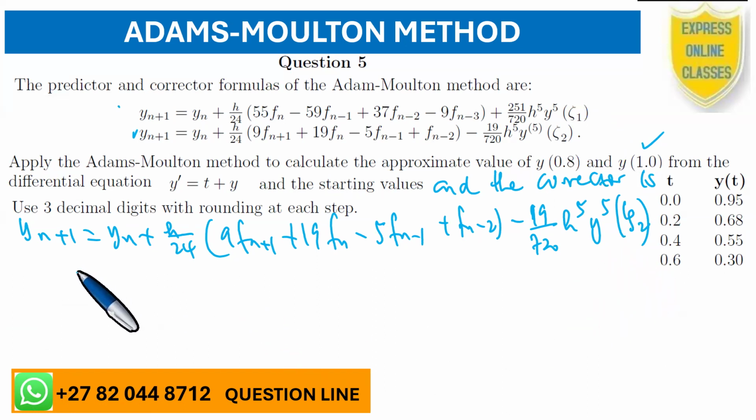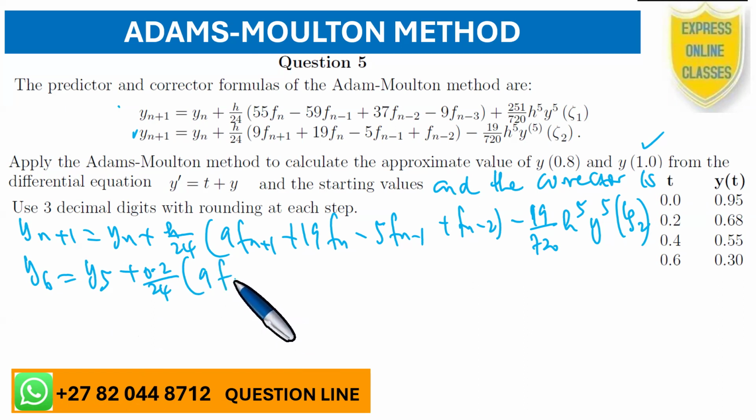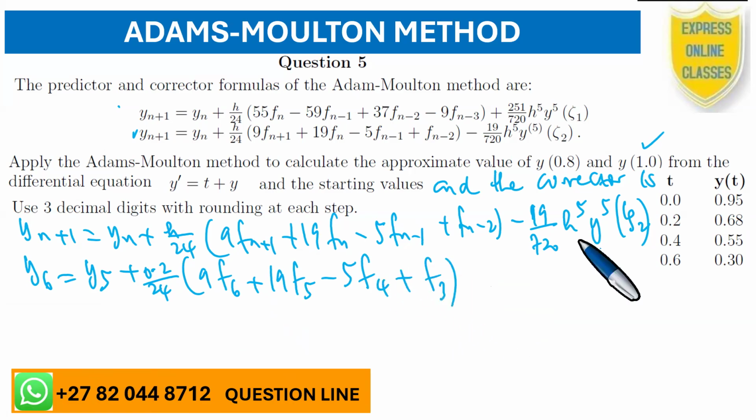Right. So now this would be y6 because we already got y5. So the y6 is going to be obtainable at what? Normally they ask you for two values, like y at 0.8 and also at 1.0. So y6 is going to be y5 plus 0.2 divided by 24, times 9 F6, then 19 F5, F4, and F3. The rest becomes 0. At this point, you would have y6.